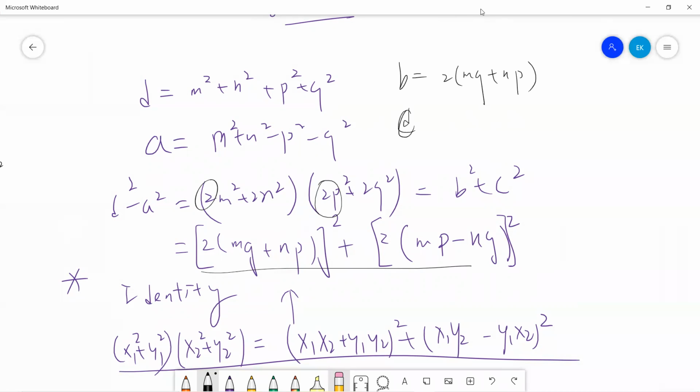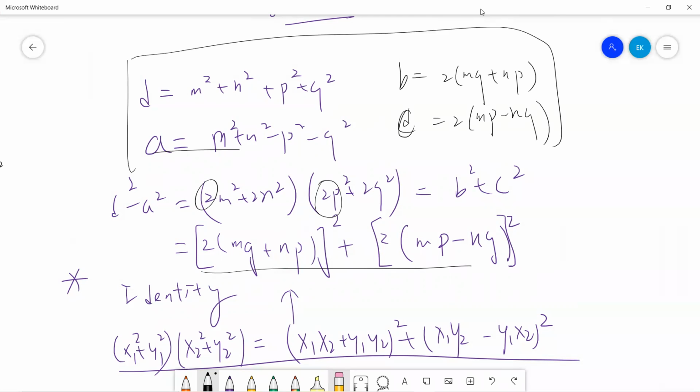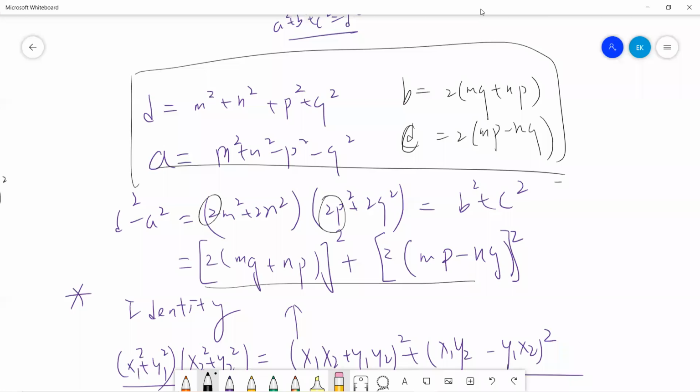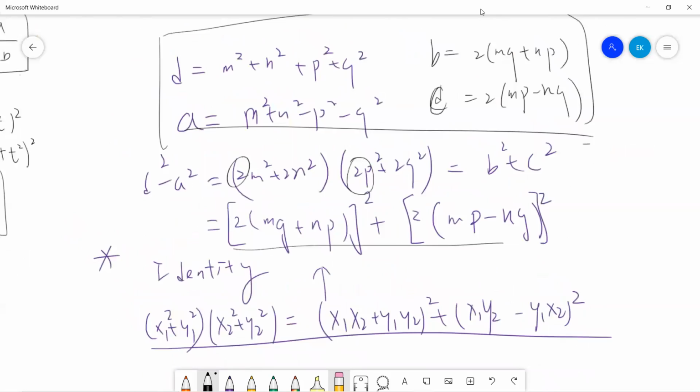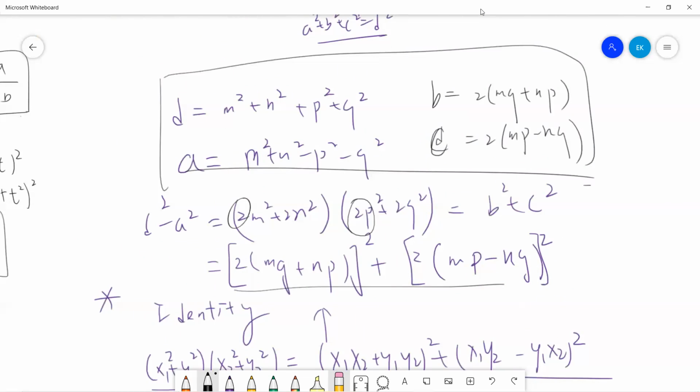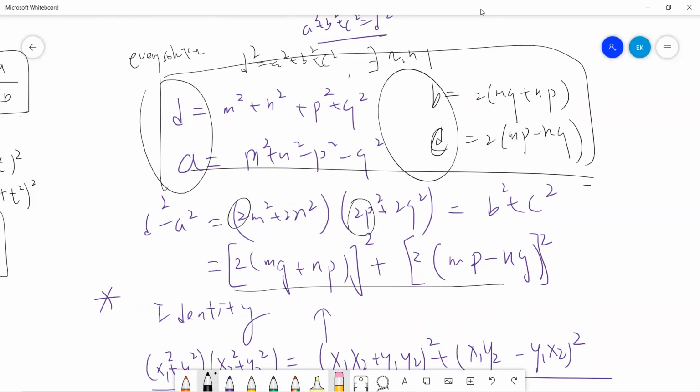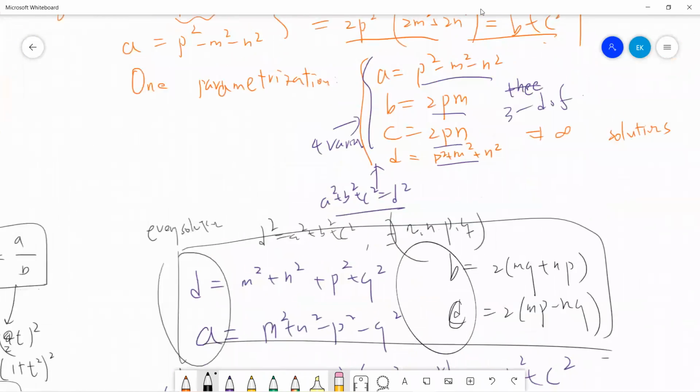So from this video, we know that there are infinitely many quadruples, and we have the parameterization. There is a deep theorem that says the converse is true. Basically, you take any solution of the quadruple, then you can always find m, n, p, q such that it can be parameterized like this. This is the converse result, which is much more powerful than just the existence result.